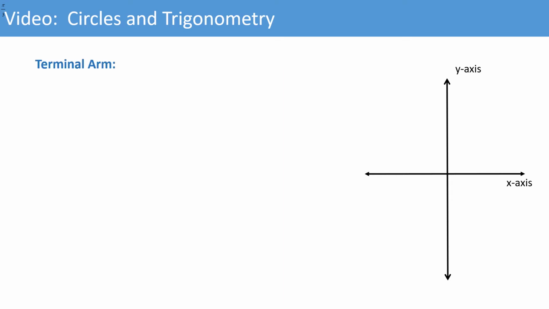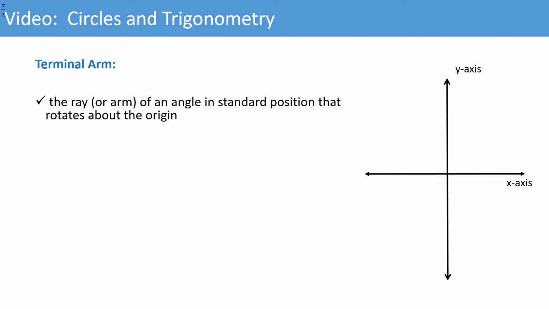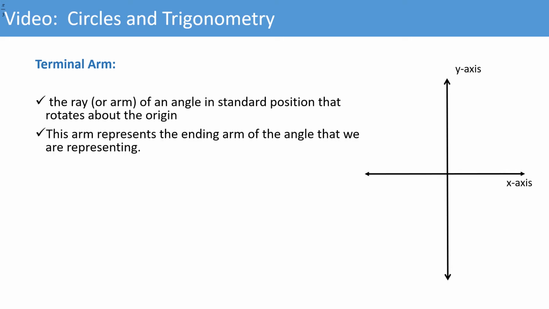What then is the terminal arm? The terminal arm is considered to be the ray or arm of an angle in standard position that has rotated about the origin. This arm represents the ending arm of the angle that we are representing. For our example, in our diagram, we show a rotation of 60 degrees.